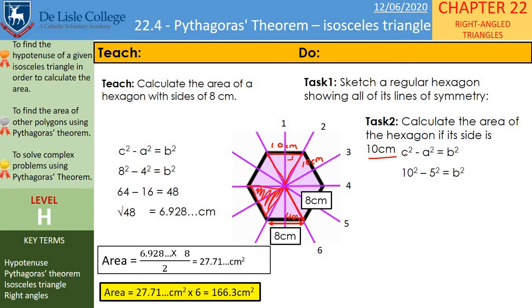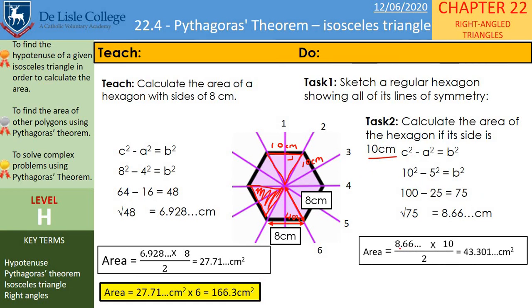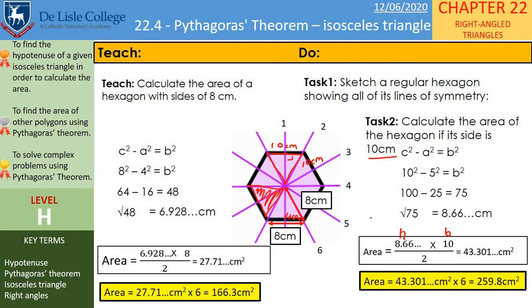There we go. So we get 100 take away 25, which is 75, and the square root of 75 is 8.66, and so on. We can then times that height, because that is our height, by our base, which is 10, and divide by 2, and you get this answer. But again, there are 6 of those within a hexagon, so you get an answer of 259.8 centimetres.